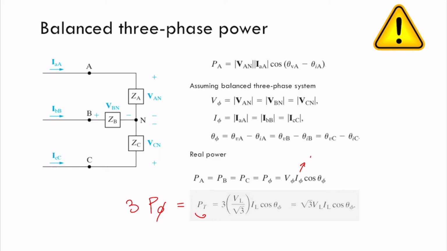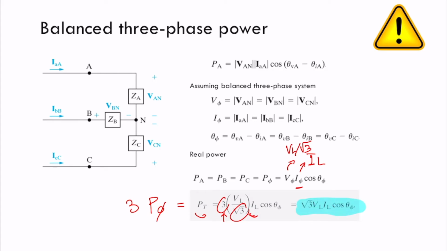For example, the current in a phase is equal to the current in a line. The voltage in a phase is equal to the line to line voltage divided by square root of 3. So we just multiply by 3, and we work out this square root of 3 and 3. We keep this value as the total power.